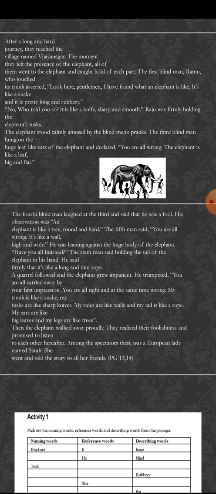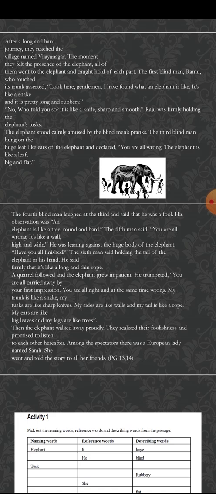Now the elephant stood calmly, amused by the blind men's pranks. So amused means he's very entertained. He's finding the whole thing very amusing. He feels like the whole situation is very funny. So he's laughing calmly at the blind men's prank.